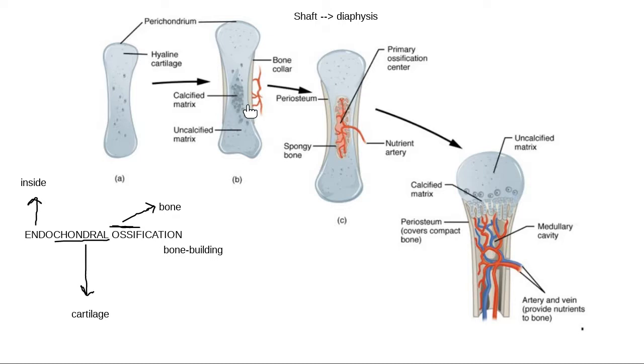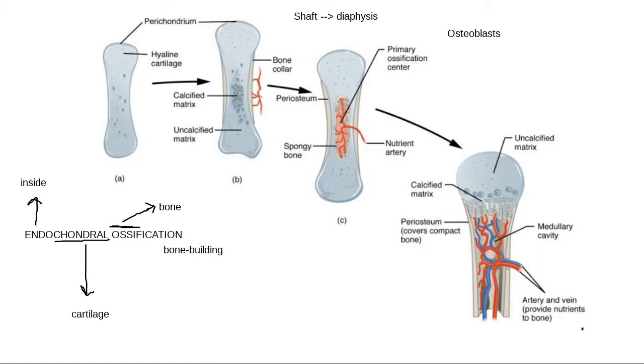what happens is a blood vessel will go through the bone collar and go into the middle of the model. But it's kind of like too little, too late. The blood vessel gets into the center of my model here, into the diaphysis, and it brings with it oxygen and nutrients. But it also brings with it a special type of cells called osteoblasts.